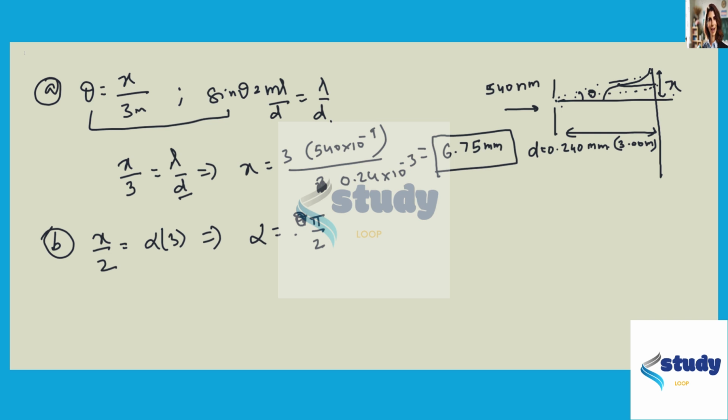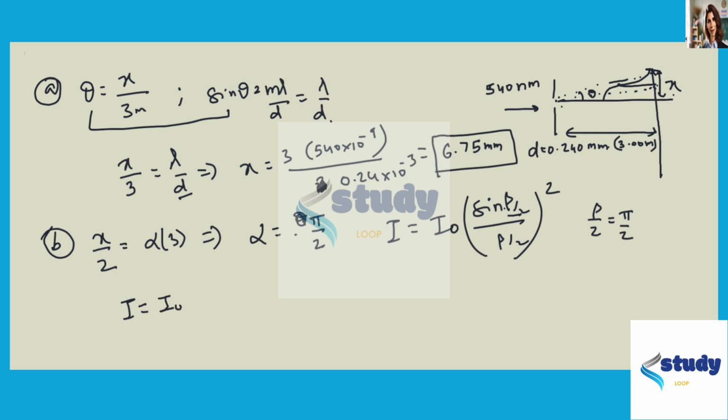Now, we can simply say this because we remember that the intensity formula is I naught times sine beta by 2 by beta by 2, squared. And the first minimum happens when beta by 2 is equal to pi. So midway between that point, beta by 2 must be equal to pi by 2. That is all. So now that you have that, we know I is equal to I naught times sine pi by 2 by pi by 2, squared.